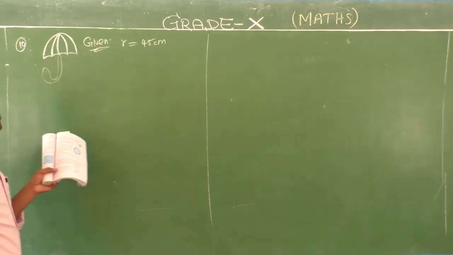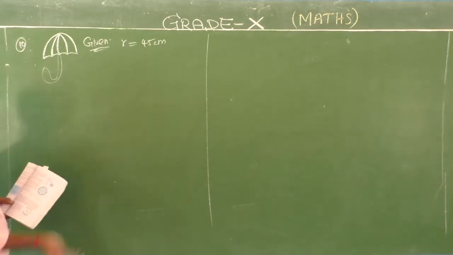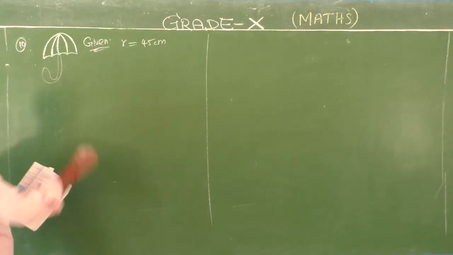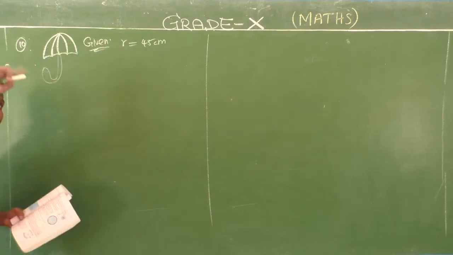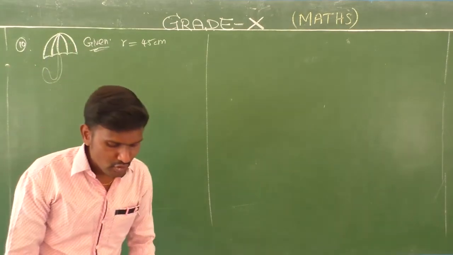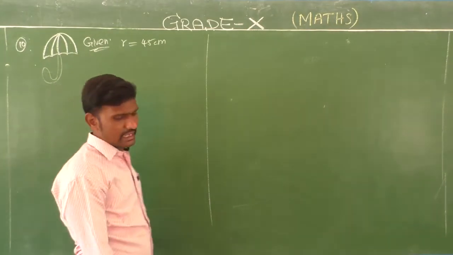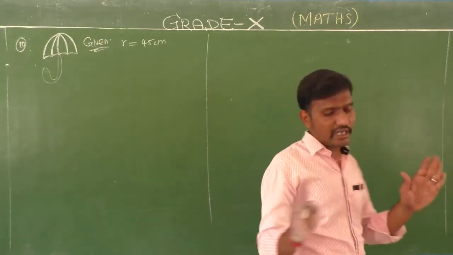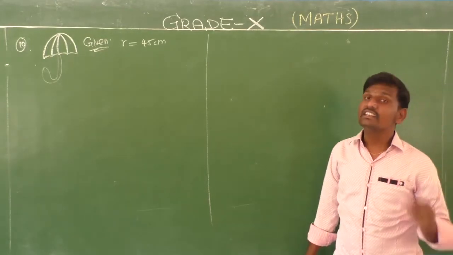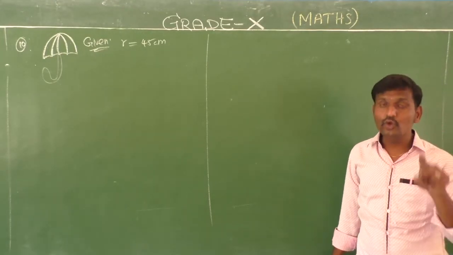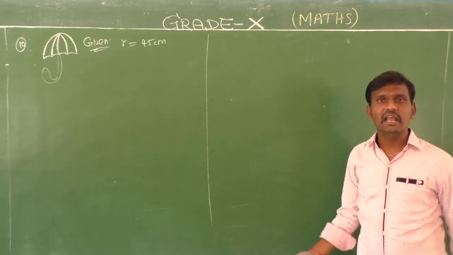It is shown in your book. So how many parts are available? 1, 2, 3, 4, and 4 plus 4 is 8. So totally 8 ribs are there. Now you have radius r equal to 45 centimeter. Now the circle is divided into 8 parts by 8 ribs.